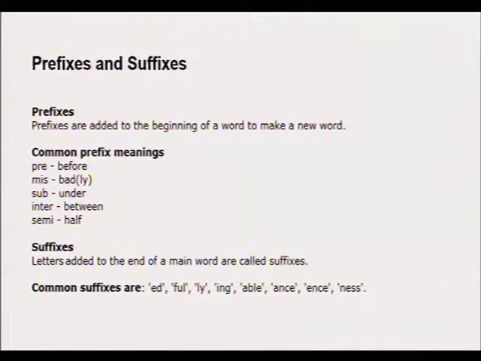Okay, suffixes. Suffixes are the letters added to the end of a main word. The common suffixes are ed, full, ly, ing, able, ance, ens, and ness. So for example, the words that you can find with suffixes would be neatness. So the neatness of the room would be explained with the ness, that would be a suffix. The distance would have the ance.